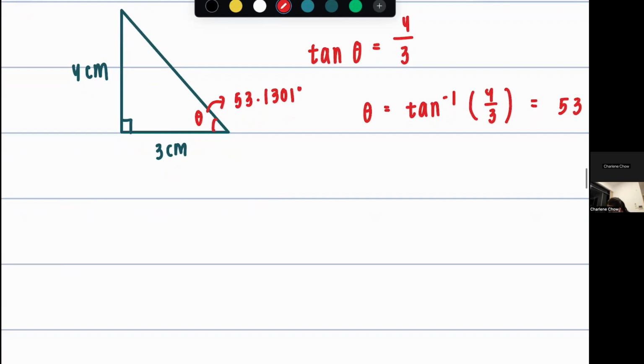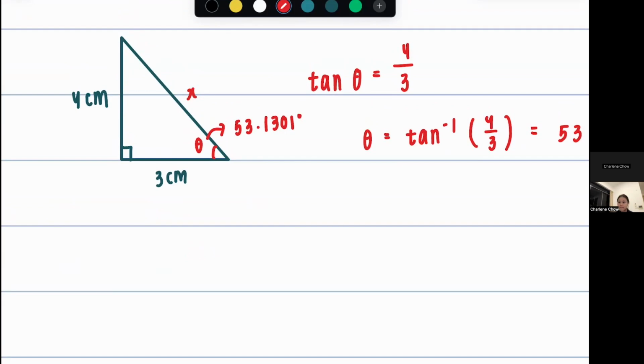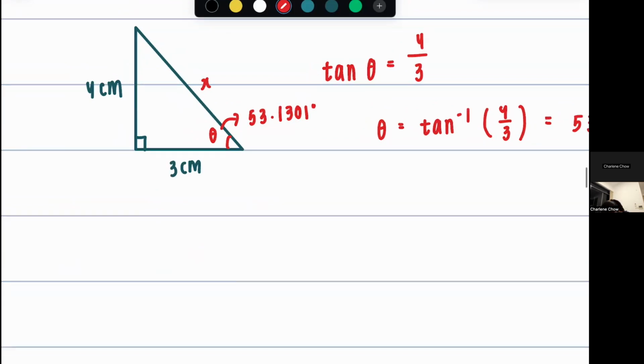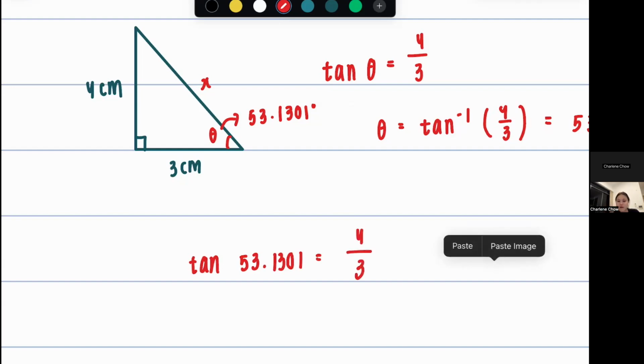53.1301 degrees, that's theta. Okay, you said tangent, let's try that. Actually, let me name this x first so that we can easily identify what we are looking for. So let's name the hypotenuse as x. Okay, so you suggested that we use tangent to find x. Let's try that out now. So tangent of, again, I'm going to use the exact value or closer to the exact value. And that should be equal to tangent, TOA, is opposite over adjacent. Now, tangent 53.1301 should give you an exact number, which is 4 over 3.